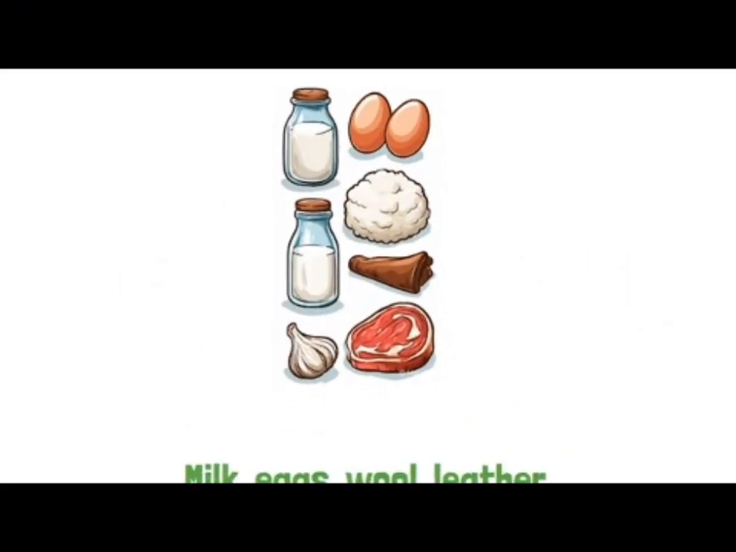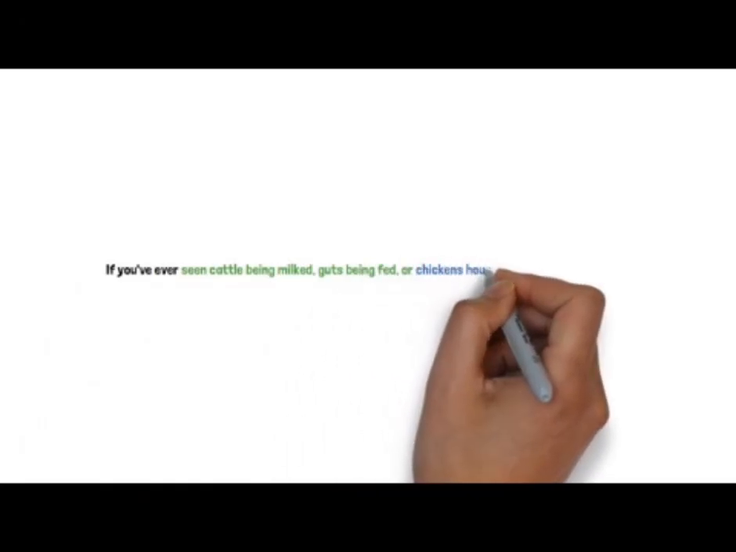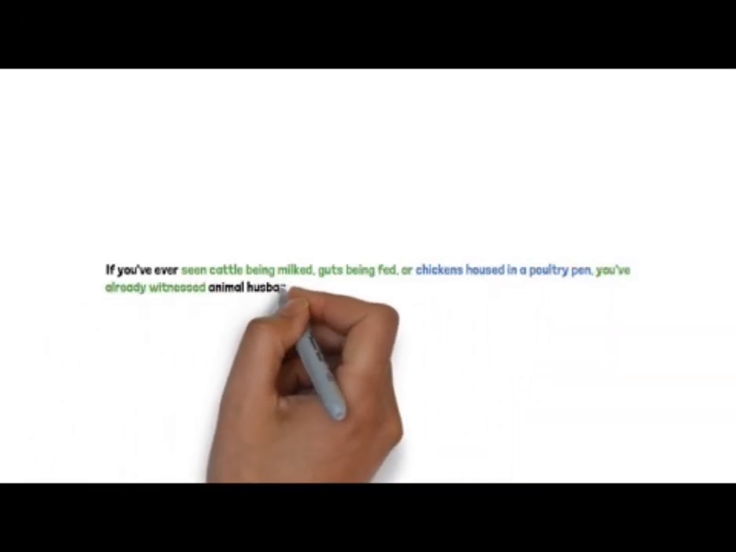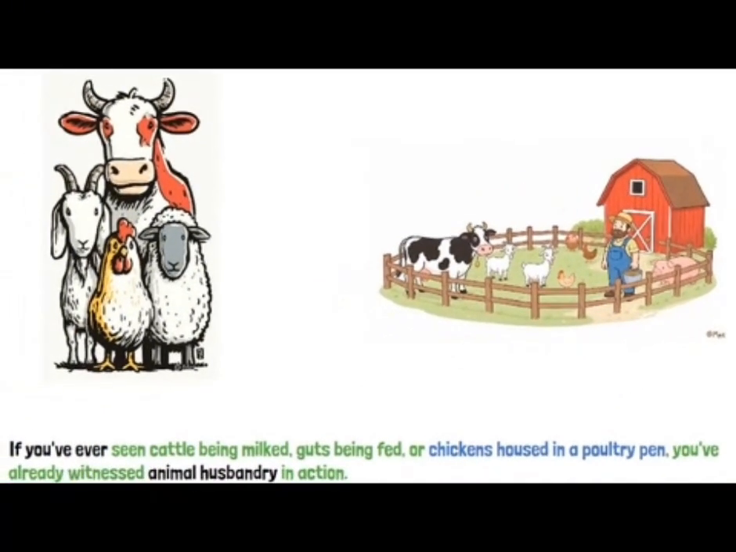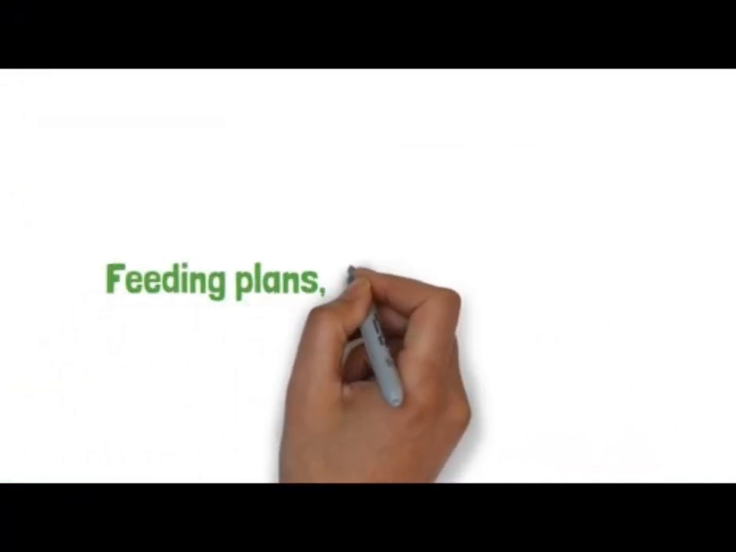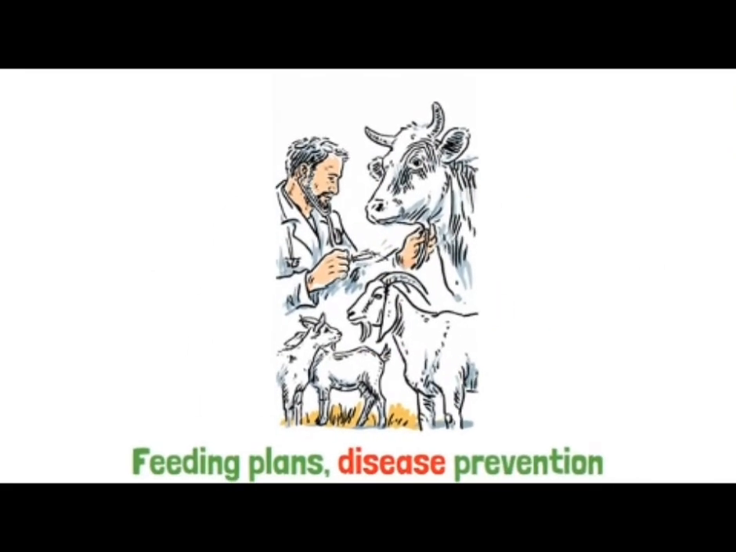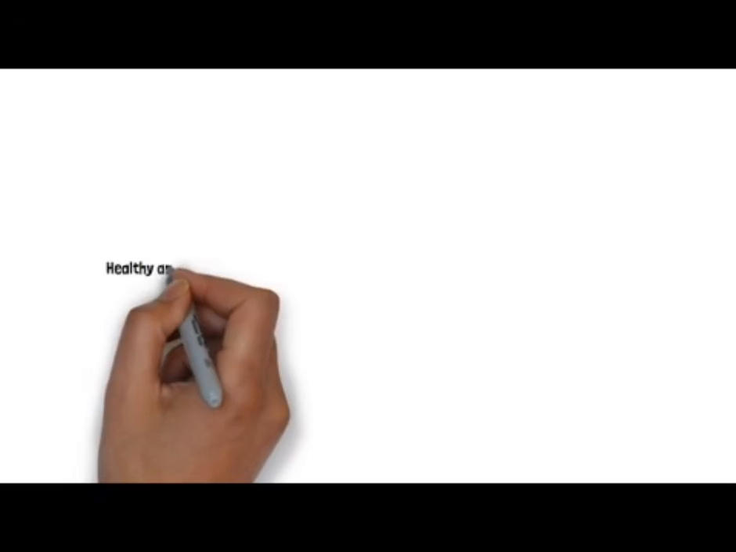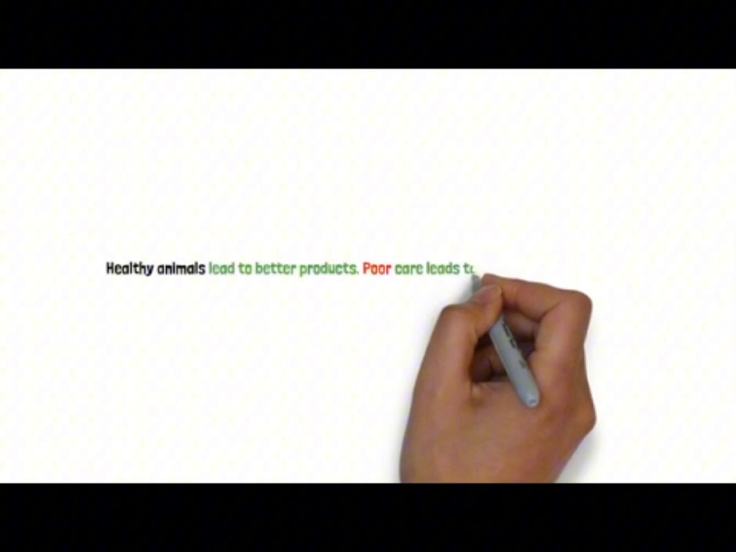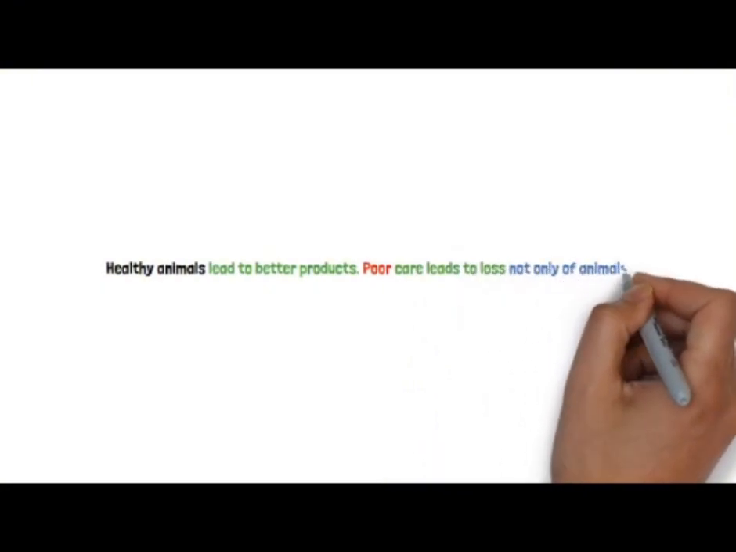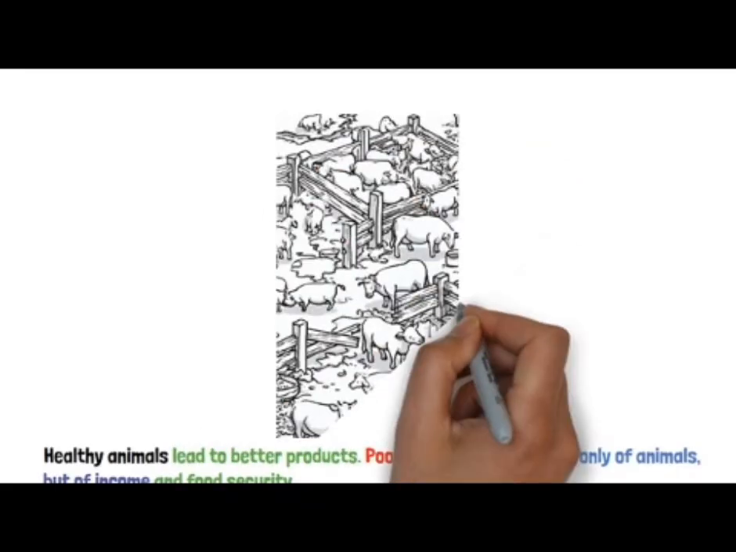If you've ever seen cattle being milked, goats being fed, or chickens housed in a poultry pen, you've already witnessed animal husbandry in action. This branch also covers feeding plans, disease prevention, breeding methods, and the general care of animals. Healthy animals lead to better products. Poor care leads to loss, not only of animals, but of income and food security.